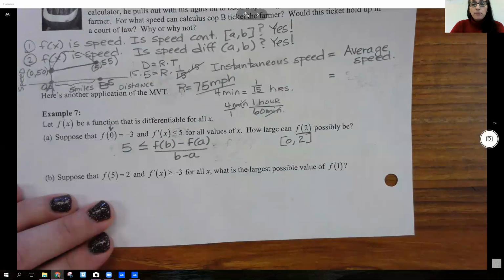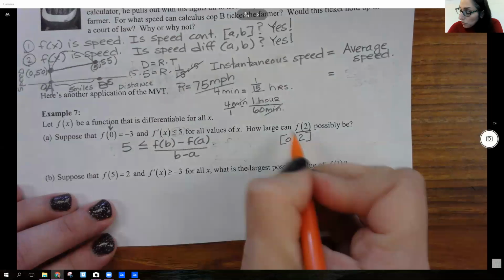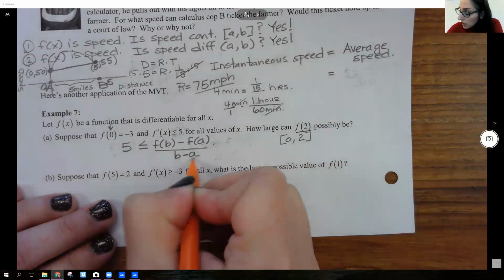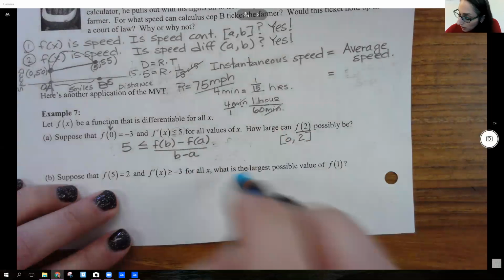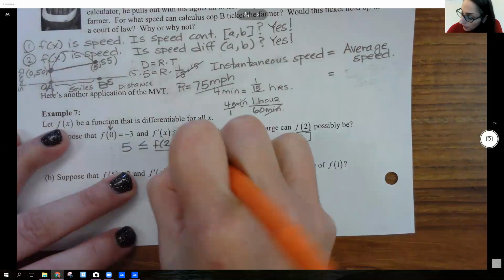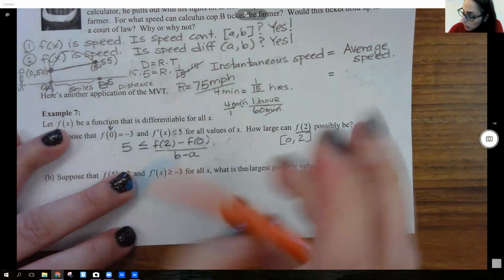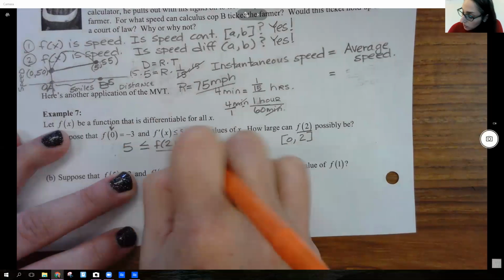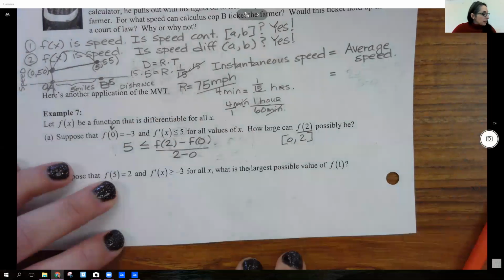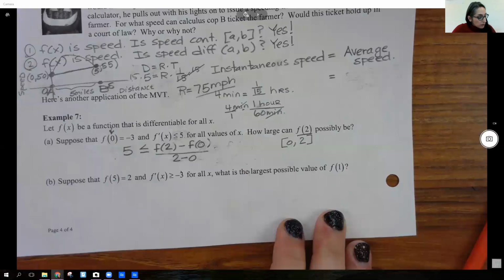Let me look that up. So in the meantime, you can put the 2 and the 0 in for the a and the b. So this would become f of 2. This would become f of 0. And then this would be 2 minus 0. And then I'm going to look at my notes, other notes.